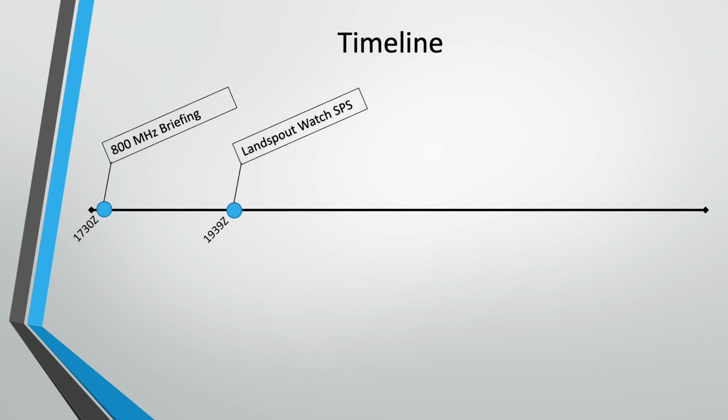So I'm going to end it here with this timeline so we can really visualize how this event rolled out from messaging all the way through the last warning. So we started off with an 800 megahertz briefing about 1730Z, and that was just letting our partners know what was going on. And then about 2 hours later, we issued our first landspout watch SPS for that broad area that was highlighted in the satellite graphic.